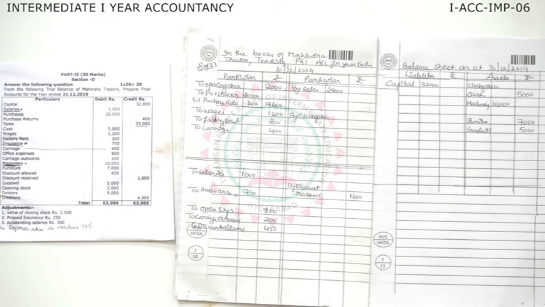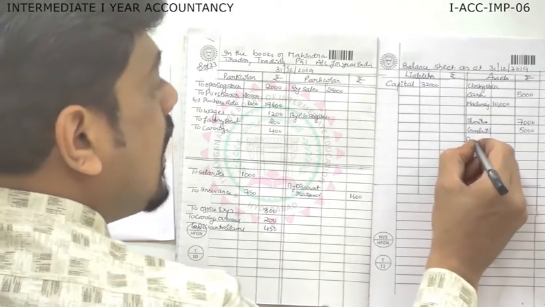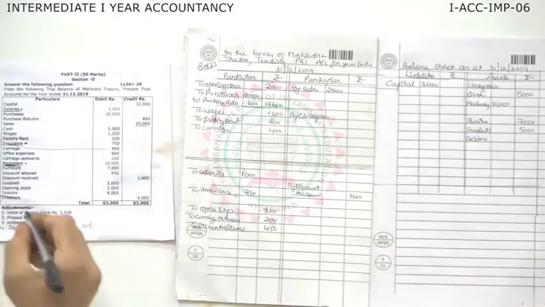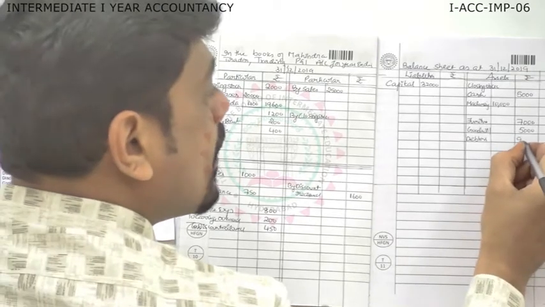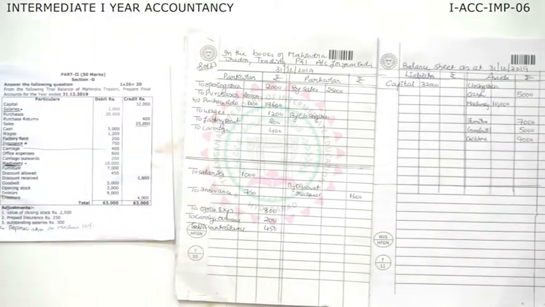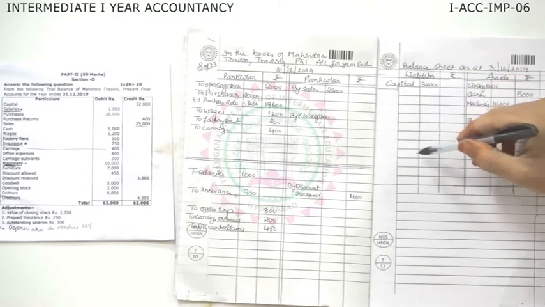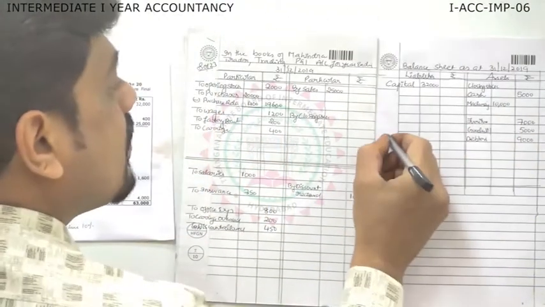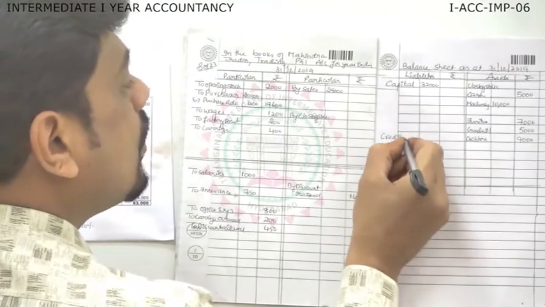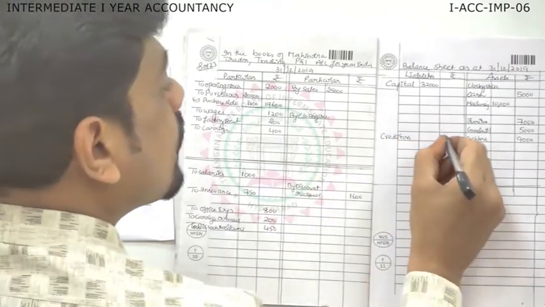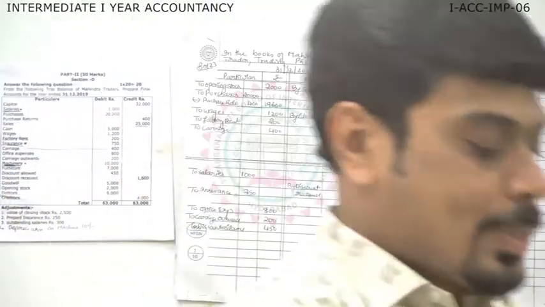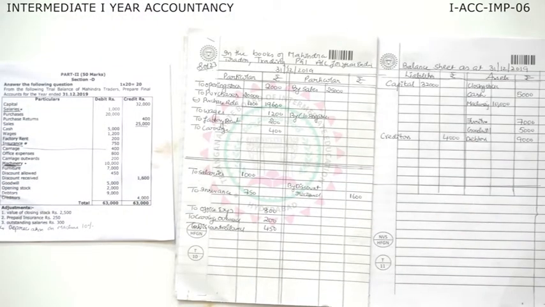Then debtors. Debtors are asset. Come to asset side and write debtors. How much are debtors? 9,000. And next they gave creditors. Creditors are liabilities, dear. So we'll go to liability side. After capital, it's good we'll leave 2, 3, 4 lines gap, and then we'll write creditors. How much we wrote? 4,000. Like this, the postings are done.